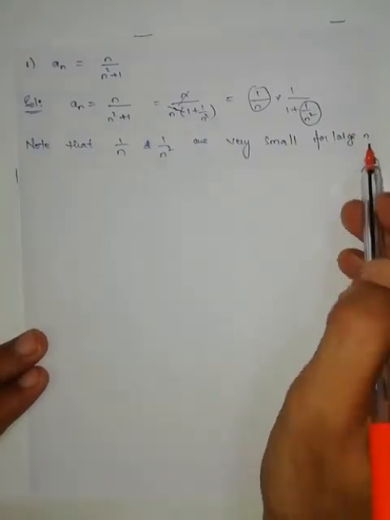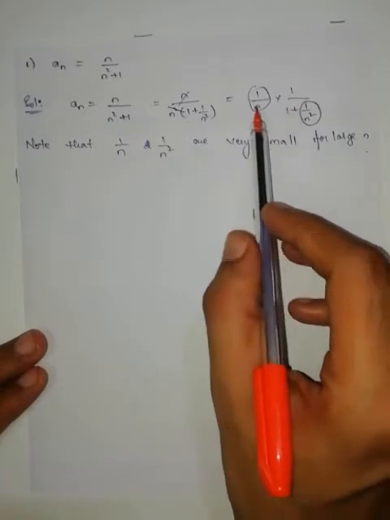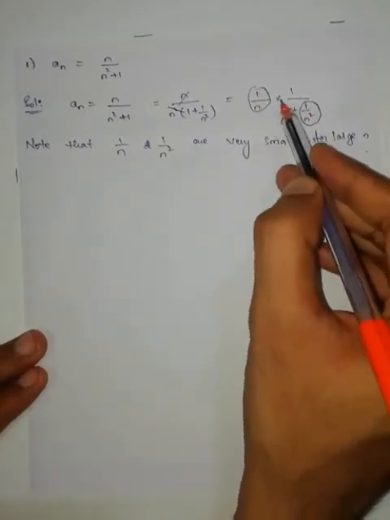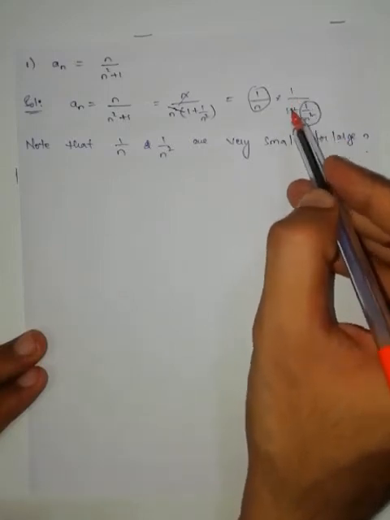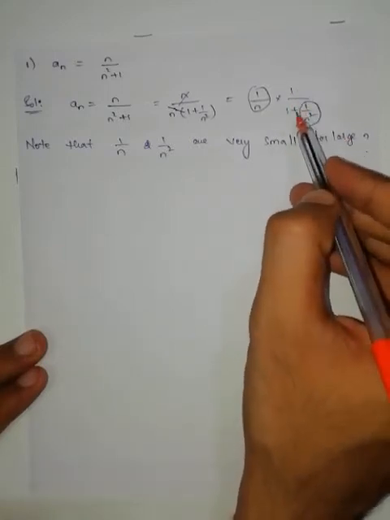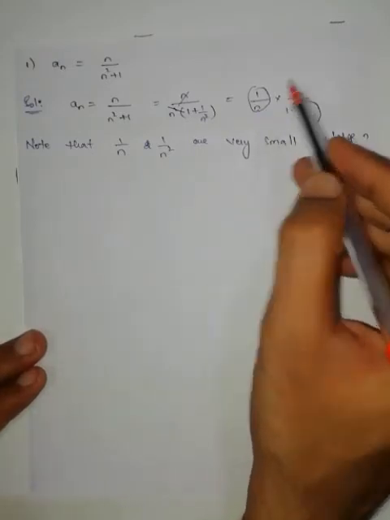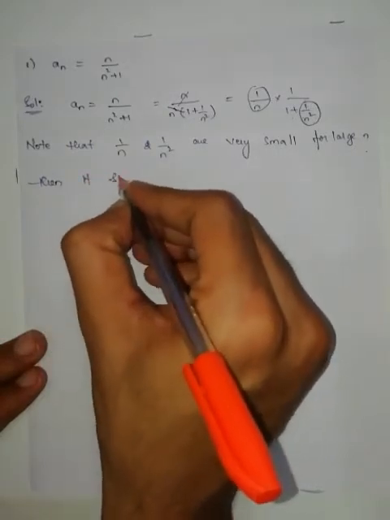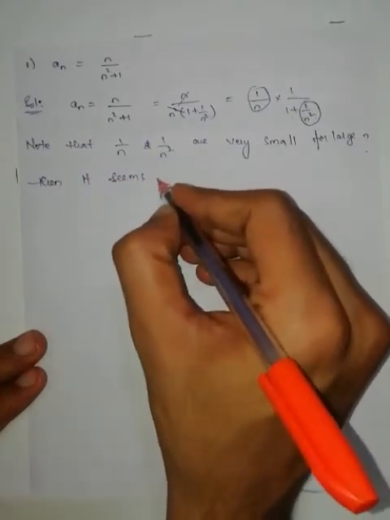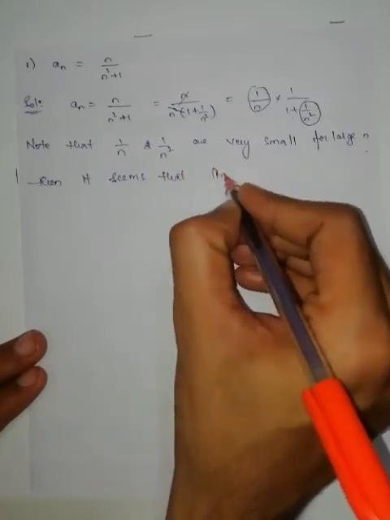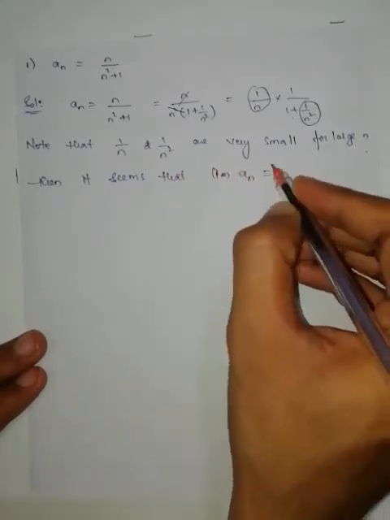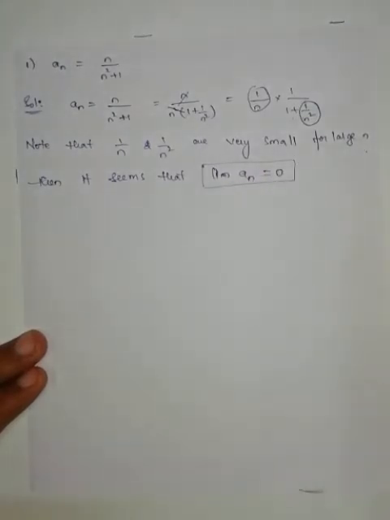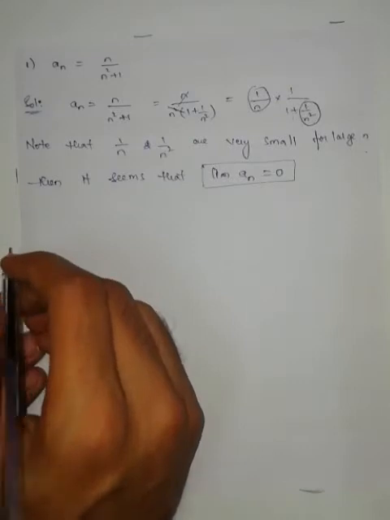If I take a bigger value of n, this one becomes very small, it becomes 0. This one becomes 0, this one becomes 0. 0 into 1 by 1 plus 0. 1 by 1 plus 0 is 1 by 1, that is 1. 1 into 0 is 0. Therefore, it seems that limit of an is equal to 0. We have just now determined the limit of the sequence is 0. Now we have to prove.